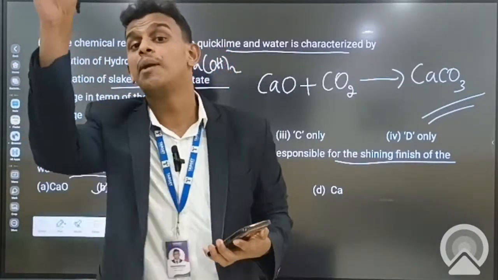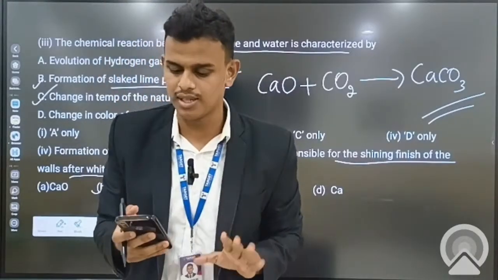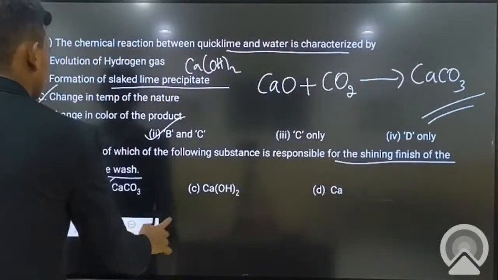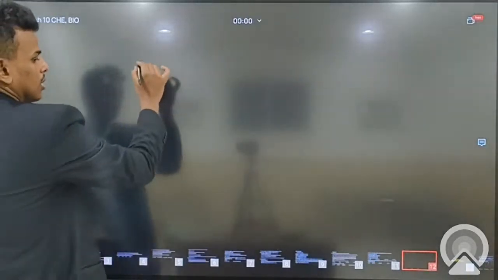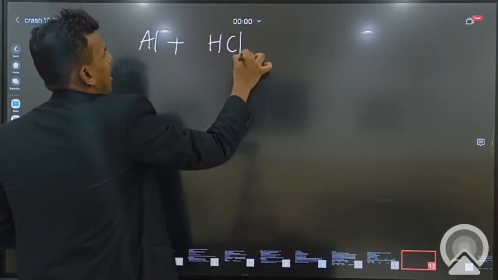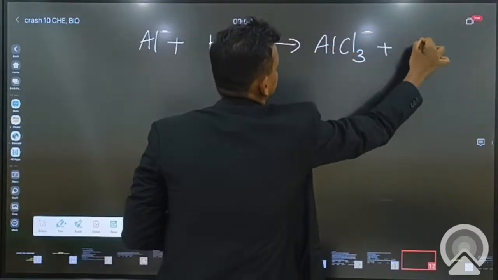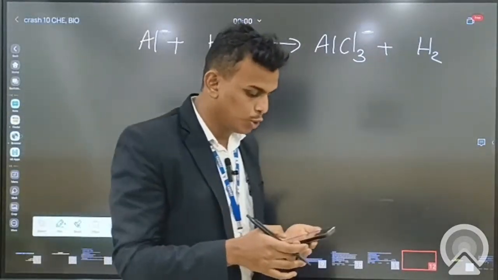From the reactant side and product side, you can just give a number and check how many atoms are there. I will give you some examples. For example, I am going to balance aluminium reacting with HCl, forming AlCl3 plus H2. This is the only reaction that I am going to balance.